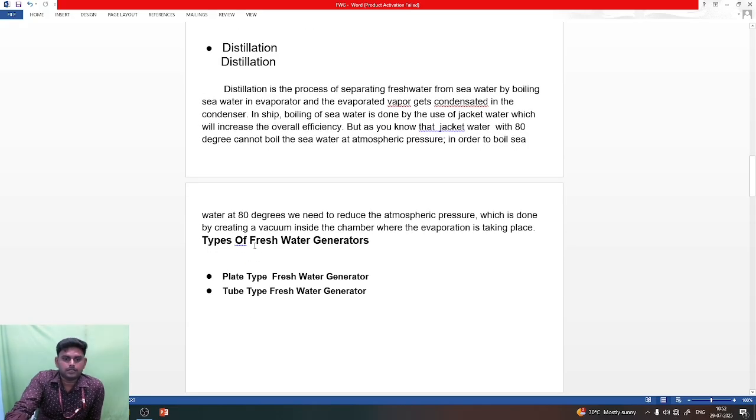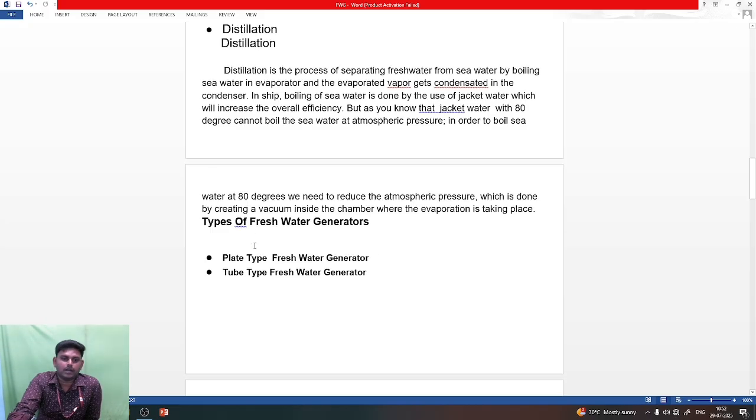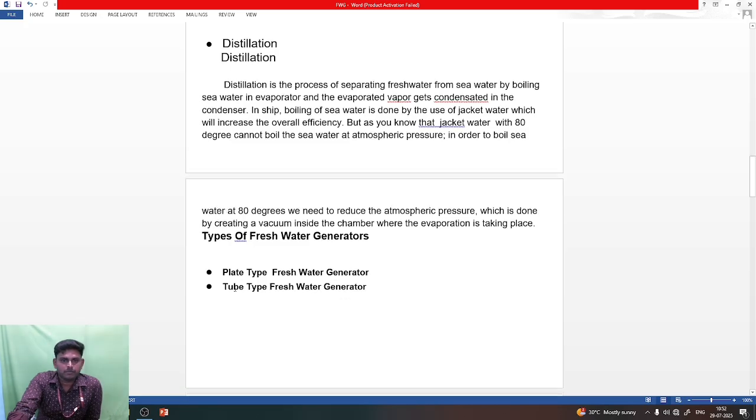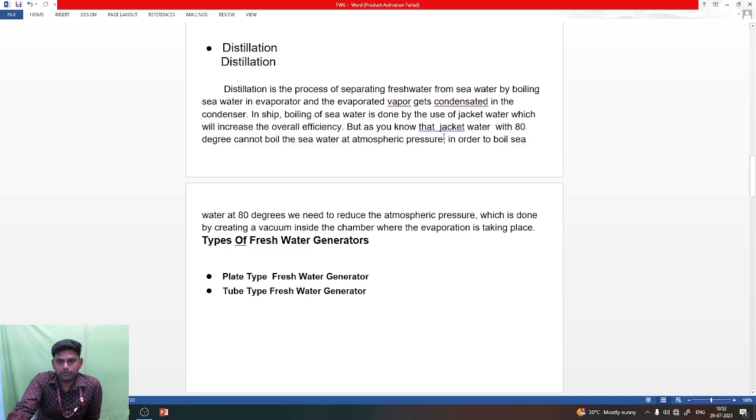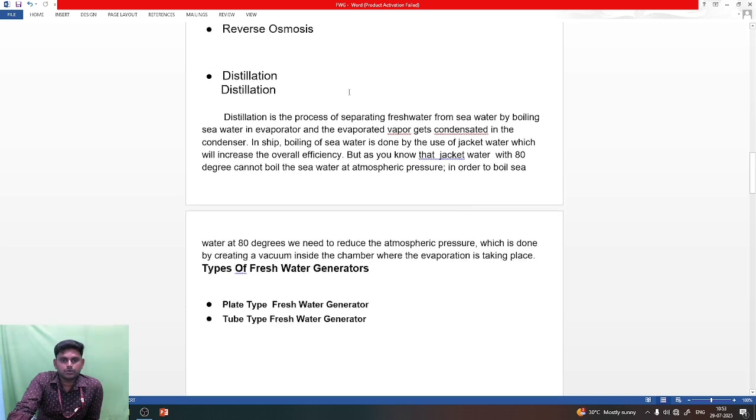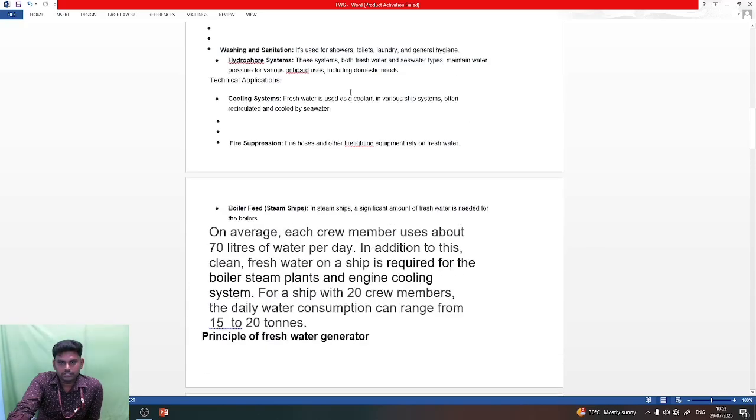And there are two types of freshwater generator: the plate type freshwater generator and the tube type freshwater generator. And the jacket cooling water has two types: one is HT water and the other is LT water. HT water is high temperature water and LT water is low temperature water. And HT water is cooling the main engine here.